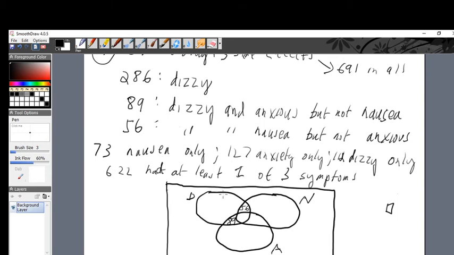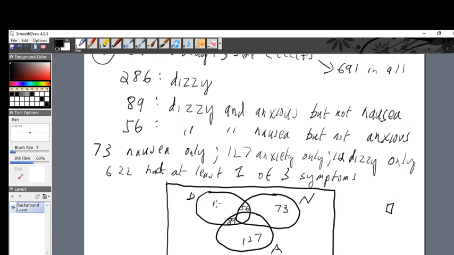Okay. Next piece of information. 73 nausea only. I know to put 73 in nausea only. Nothing else but nausea. 127 anxiety only.